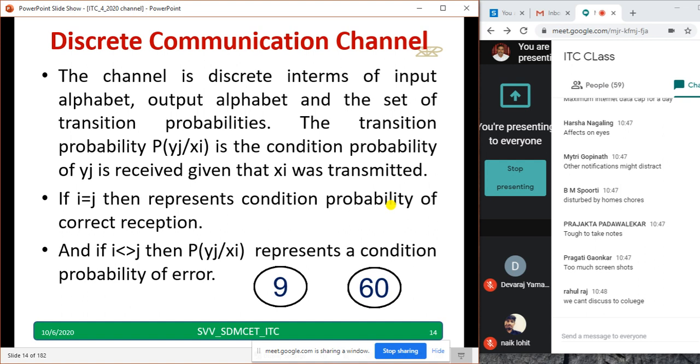P(yj given xi) is the conditional probability that yj is received given that xi was transmitted. Another 10 to 15 seconds I will wait. You can copy down. If you don't want to copy down, you can simply read it twice and thrice. Understand. So let us go to the next.